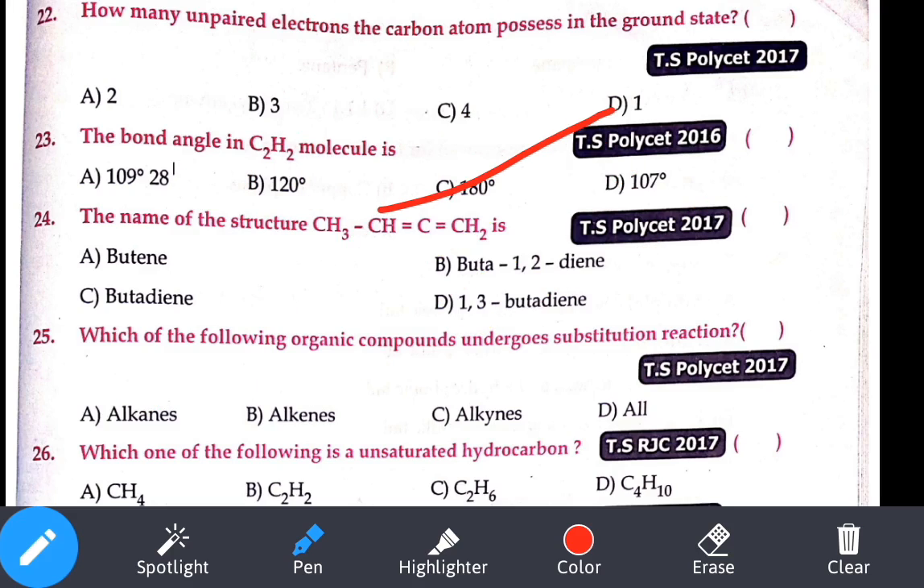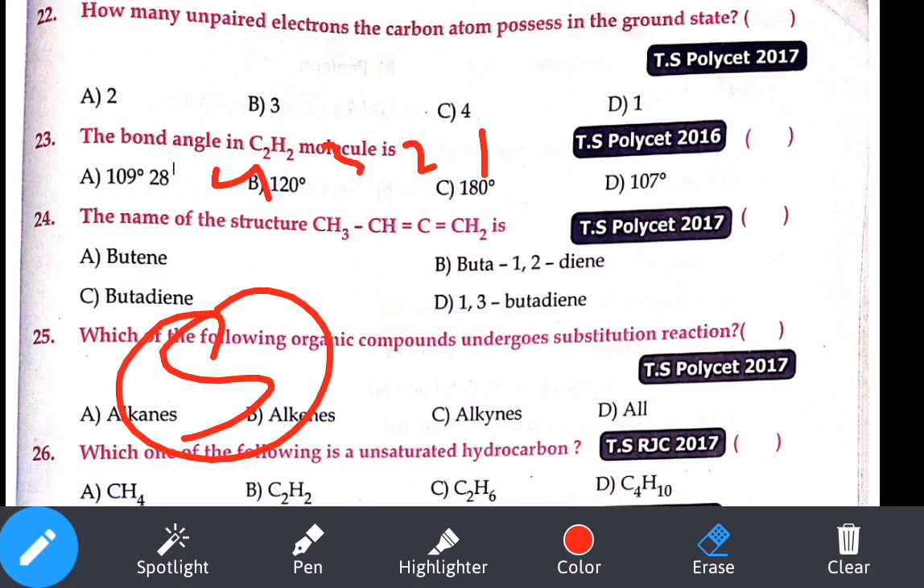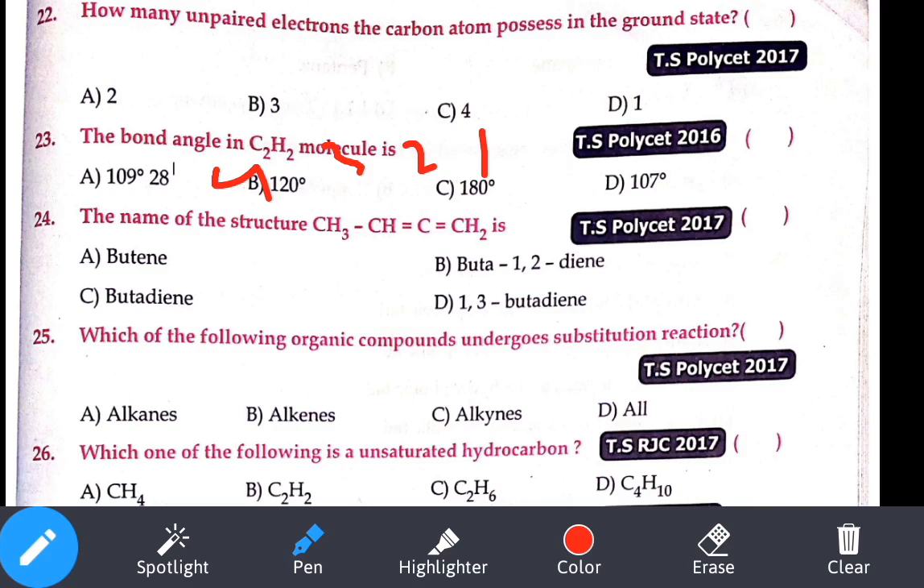Name the structure for CH3, CHC, CH2. Now if you observe here, we have to write the numbering from right to left. For unsaturated carbon compounds, the numbering is given from the right side. Now follow the steps. First step: we have to see whether any substituents are there or not. Next step: we have to see whether the structure contains any cyclic compound or not. That is also not there.